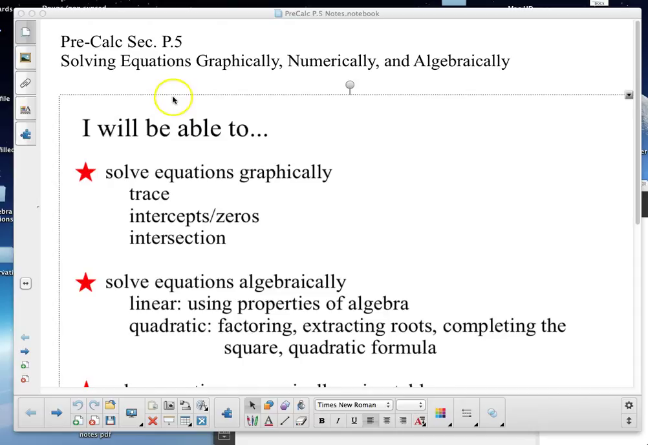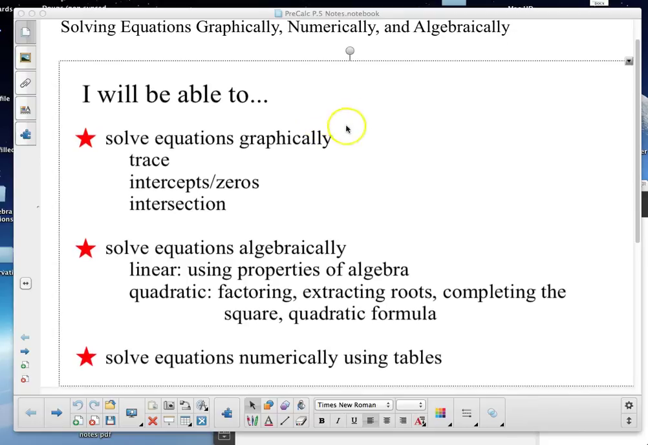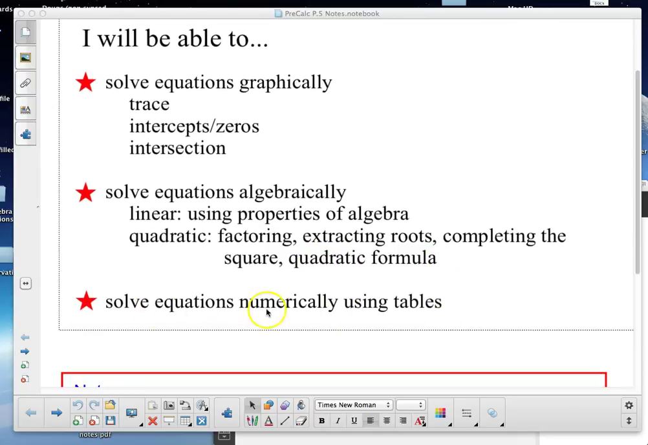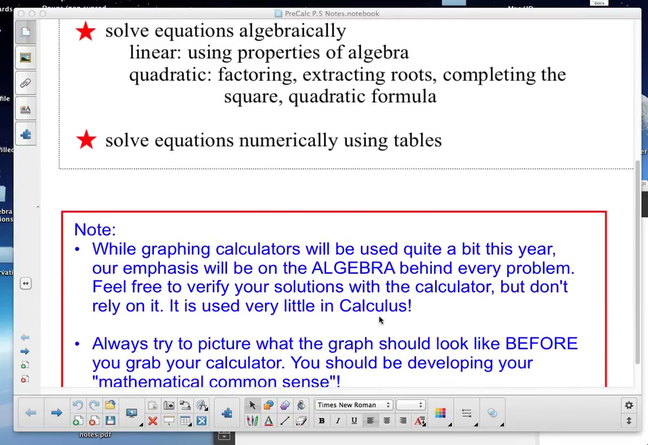But this is pre-calc section P5, solving equations graphically, numerically, and algebraically. After this, I can solve equations graphically by tracing, finding intercepts and zeros, and the intersection. So we'll work with those things on the graphing calculator. We'll solve equations algebraically, for linear, using properties of algebra. For quadratic, we'll be factoring, extracting roots, completing the square, and using the quadratic formula. And then we'll also solve equations numerically using tables.